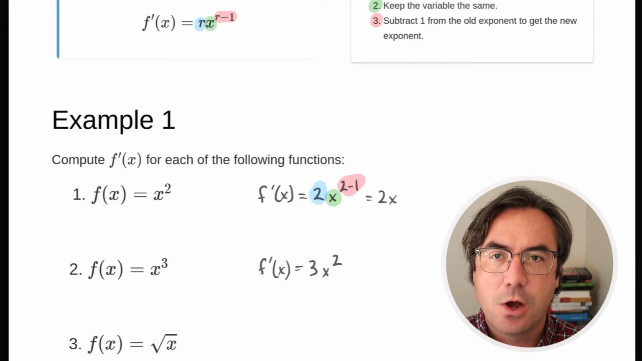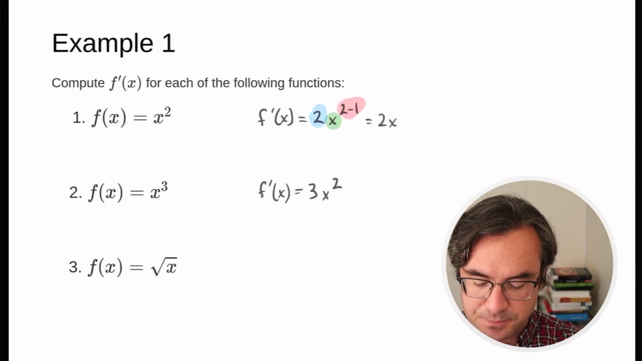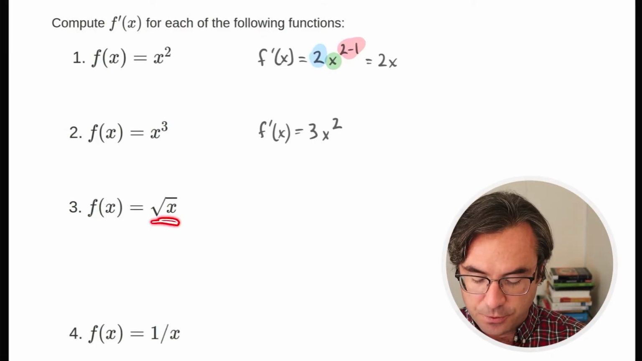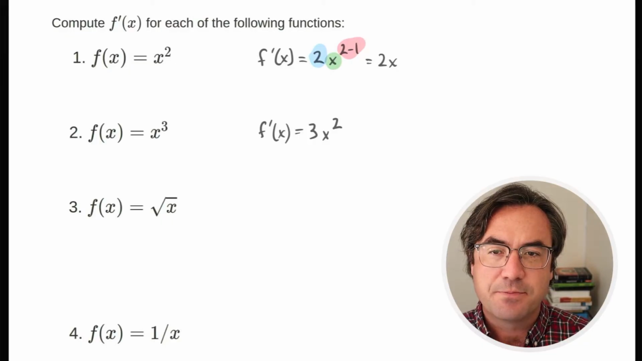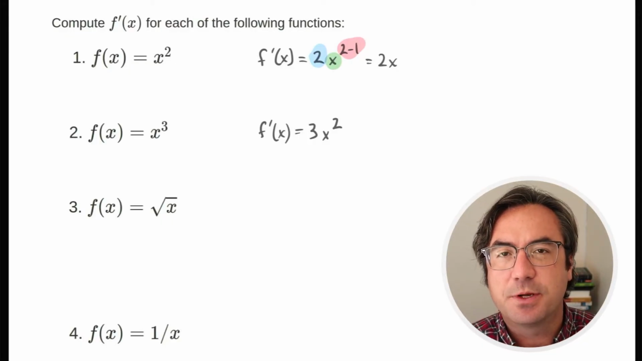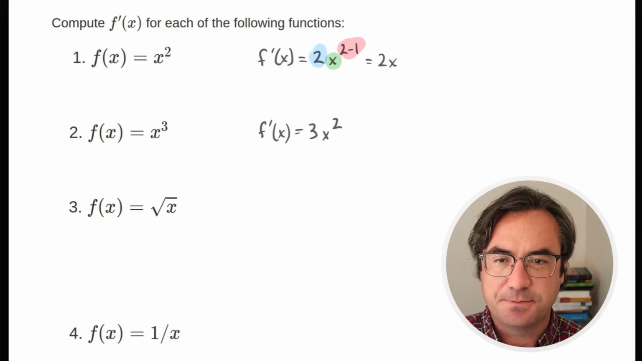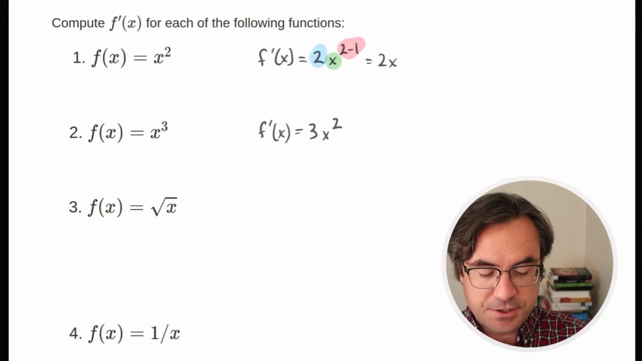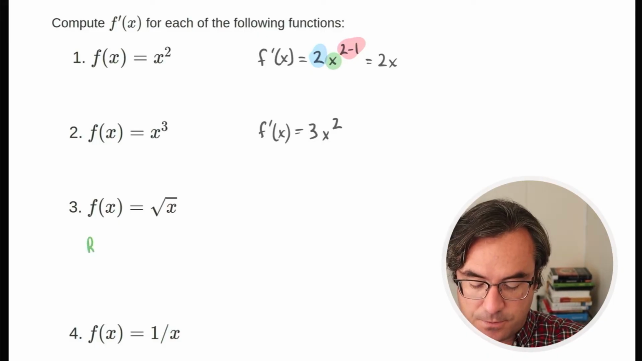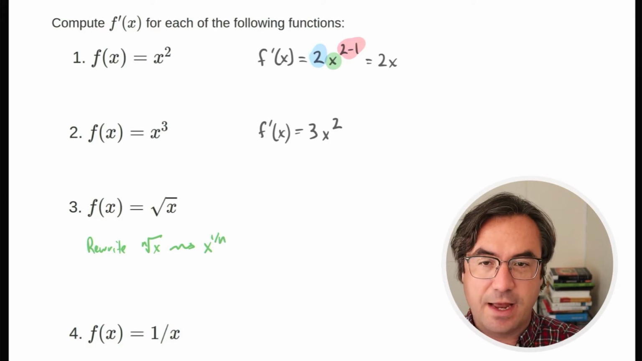Well, what about root functions? So we're going to look at the next two, square root x and 1 over x. These we're going to see a couple strategies to help us with the differentiation process for these. So for root functions, we want to rewrite these as a power function. So in general, when we have the nth root of x, we want to rewrite that as x raised to the 1 over n.